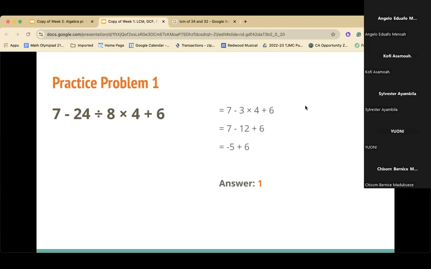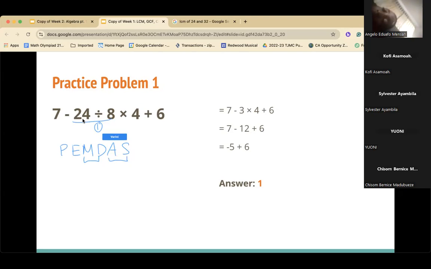So the first thing you will do is divide 24 by 8, because when we're looking at PEMDAS, we see that division and multiplication come before addition and subtraction, which are the only other components in this expression. So we're going to do the division first.